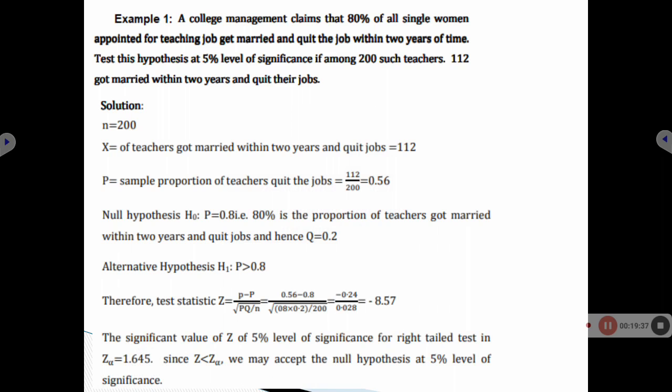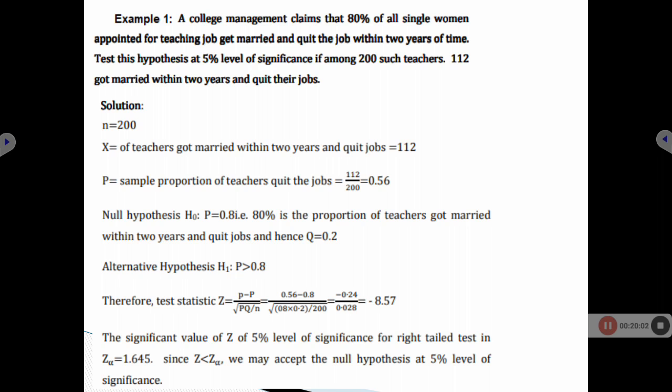College management claims that 80% of all single women appointed for teaching job get married and quit the job within 2 years of time. Test this hypothesis at 5% level of significance if, among 200 such teachers, 112 got married within 2 years and quit their jobs.